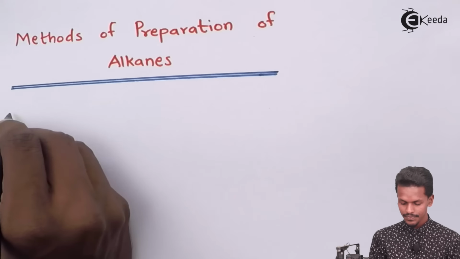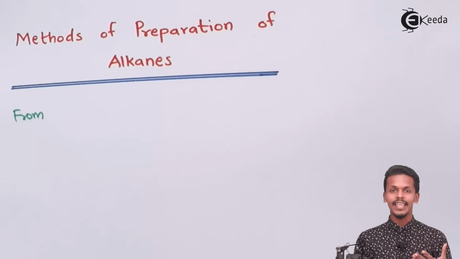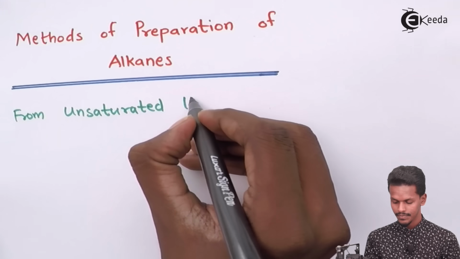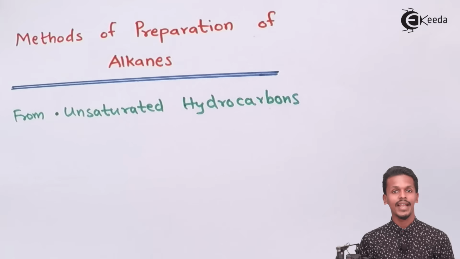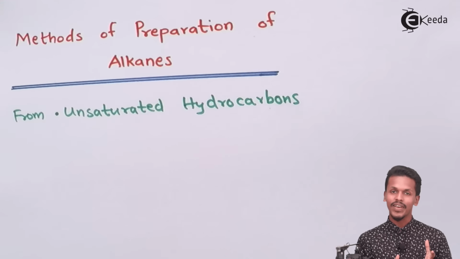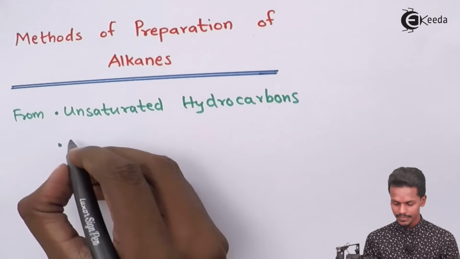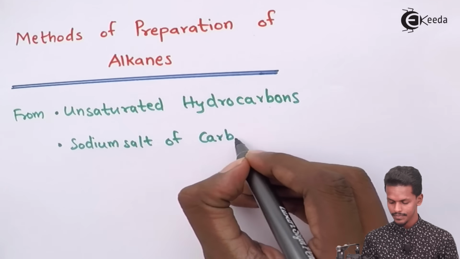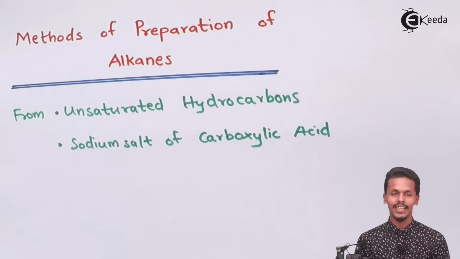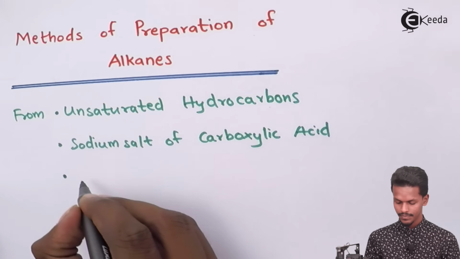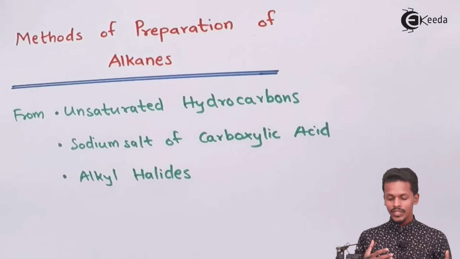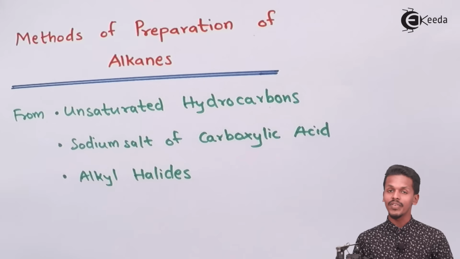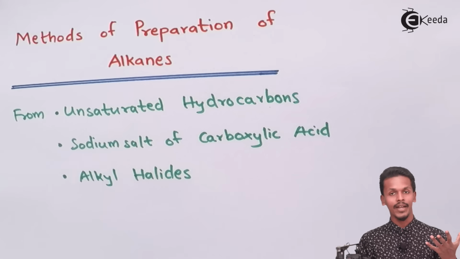Talking about the first one, we could prepare the alkane from unsaturated hydrocarbons. Secondly, we could prepare it from decarboxylation of the sodium salt of carboxylic acid. And lastly, we could prepare it from alkyl halides. So these are the three methods from which we could prepare the alkanes, and the first one is from unsaturated hydrocarbons.